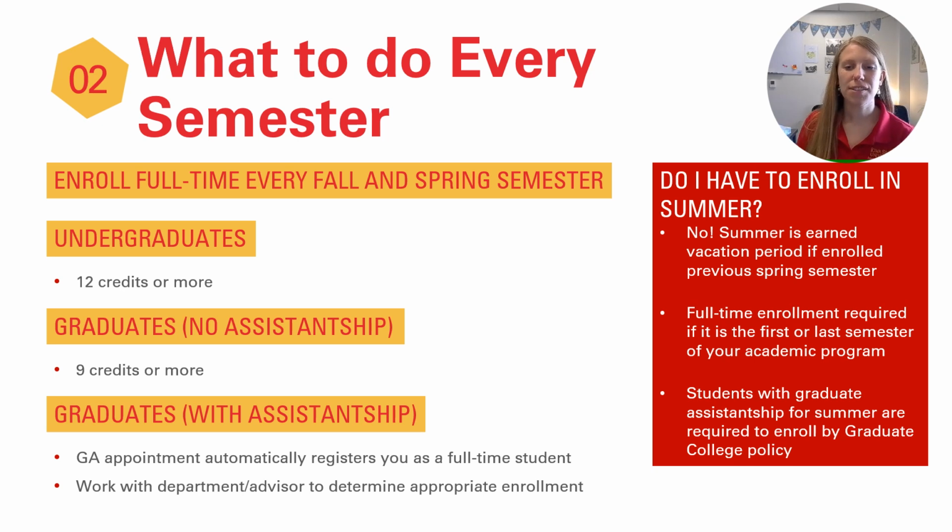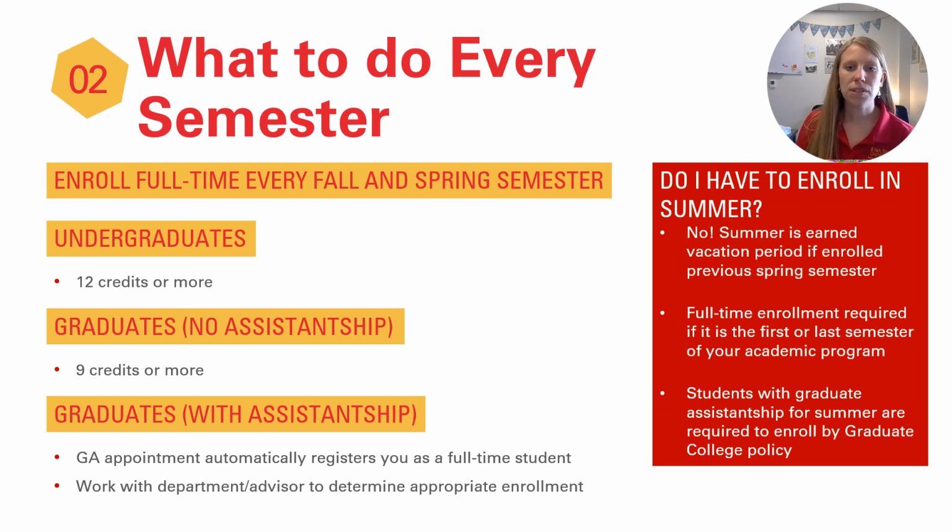Each semester, as you register for classes, you will need to take into consideration the enrollment rules for J-1 students. J-1 students must be enrolled full-time every fall and spring semester. Full-time enrollment is different for undergraduate and graduate students. Full-time enrollment is 12 credits for undergraduate students and 9 credits for graduate students without an assistantship.